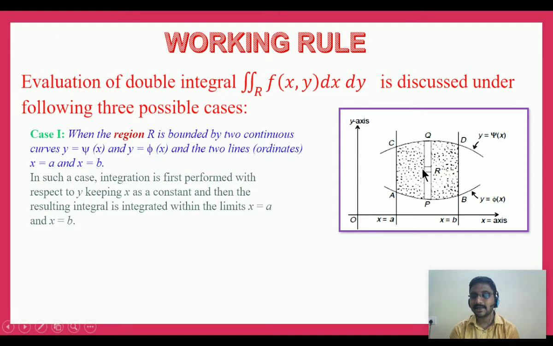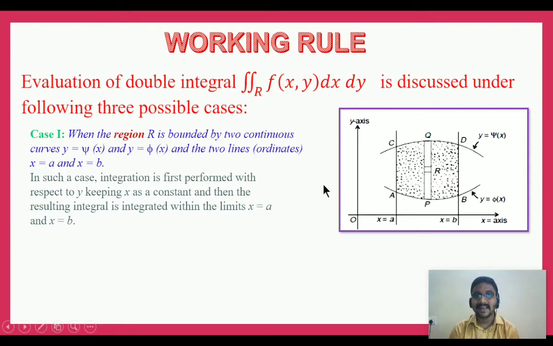In this dotted region, we have to take a strip. PQ is the strip, which is drawn parallel to the y axis. The lower part of the strip touches the curve y equal to phi of x and the upper part of the strip touches the curve y equal to psi of x. So these are the limits related to y, a lower limit and an upper limit. Thus y limits are obtained.